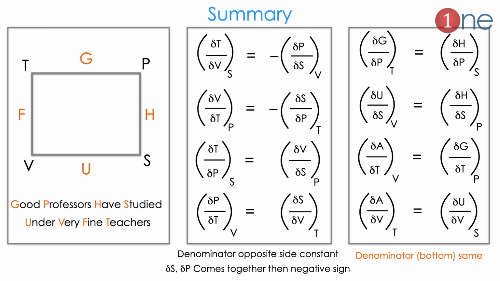Let us summarize what we've seen. If you want, you can take a snapshot of this video. It will be very useful. First, you should know the thermodynamics square, where good professors have studied under very fine teacher. So you should memorize that square. And you have to write the first set of equations, where S and P come negative and the opposite side denominators will be the same. There you have to take the full square. And the second set of equations, the denominator at the bottom is the same. The top one is derived from the corners there. So there are 2 sets and the thermodynamics square.